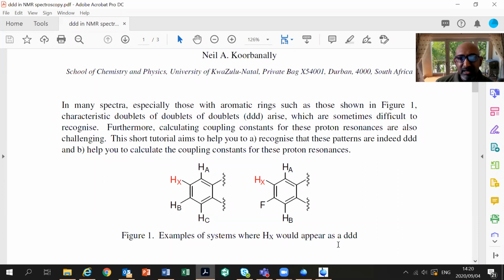And a doublet of doublets would be when that splits that into a doublet, that splits that into a doublet, and that splits that into a doublet. So that's a doublet of doublets. And that would appear when all 3 protons split this hydrogen with different coupling constants. So you can see 8 Hertz, a 5 Hertz, and a 1 Hertz maybe, right? And you get a doublet of doublets.